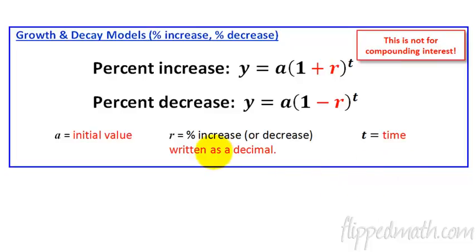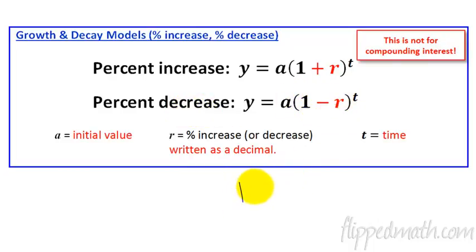The way this works is when you have a model of something that is going to be increasing at a steady percentage, then we take the number 1 and we add that % increase, that rate, to the number 1. That becomes our base. Right here, this whole thing is the base. Now, if it was decreasing, then we start with the number 1 and we subtract that interest rate.